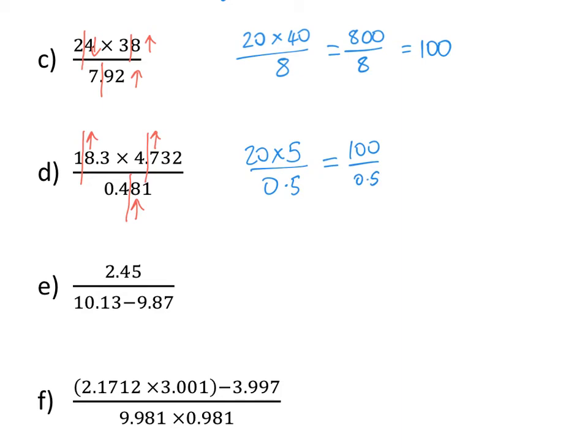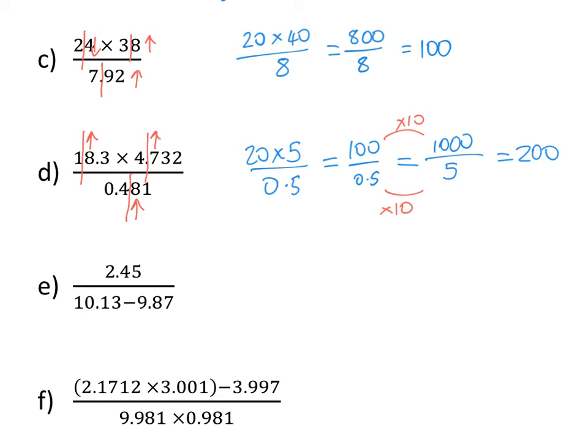Now, this is saying 100 divided by 0.5. Another way to consider it is that it's a fraction. And we don't really like fractions that have decimals involved. So what we can do is multiply the top and the bottom by 10 so that it removes the decimal. And 100 multiplied by 10 is 1,000. 0.5 multiplied by 10 is 5. 1,000 divided by 5 is 200.